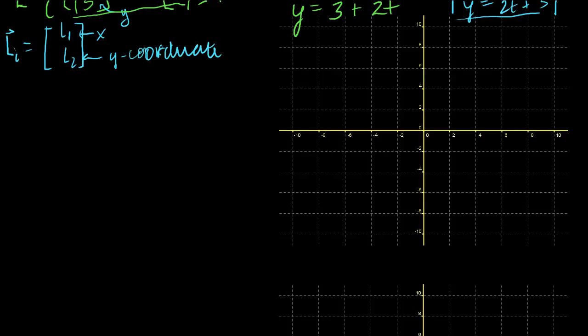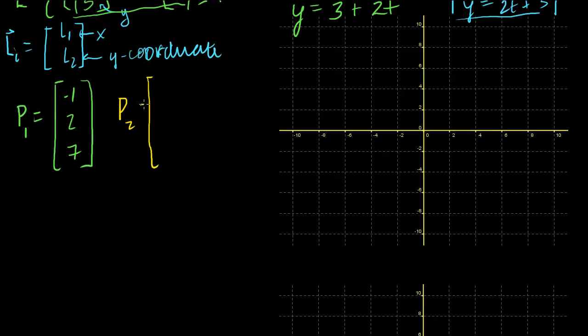Let's say I have 2 points, and now I'm going to deal in 3 dimensions. So let's say I have one vector. I'll just call it point 1, because these are position vectors. So let's call it position 1. And it's the point, this is in 3 dimensions, let's make up some numbers, -1, 2, 7. Let's say I have point 2. And once again, this is in 3 dimensions. So you have to specify 3 coordinates. This could be the x, the y, and the z coordinate.